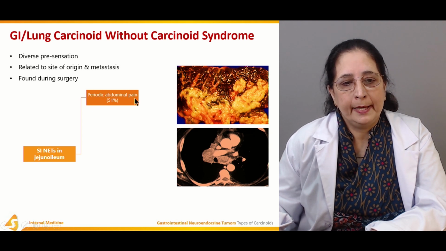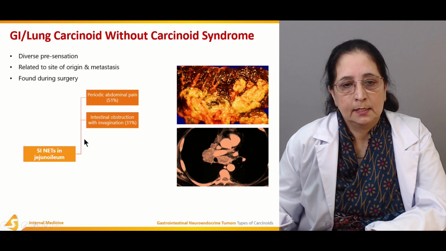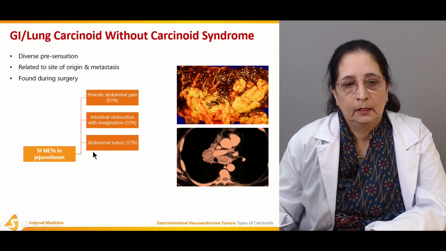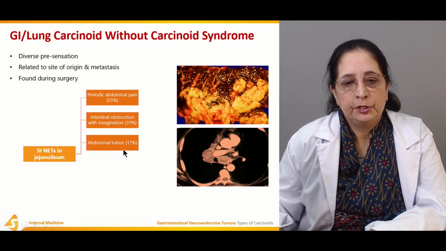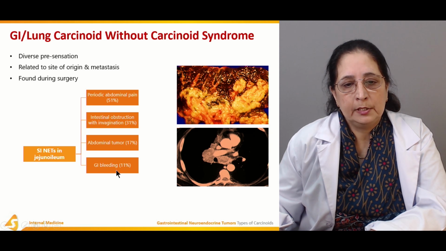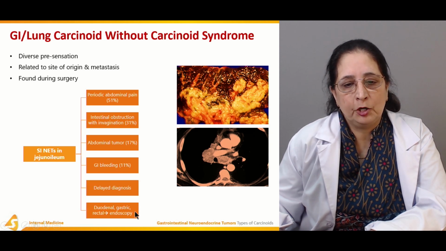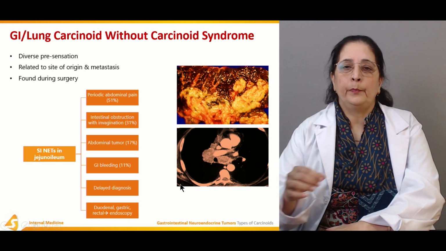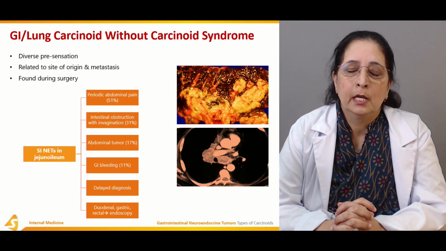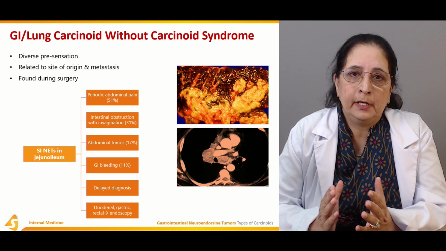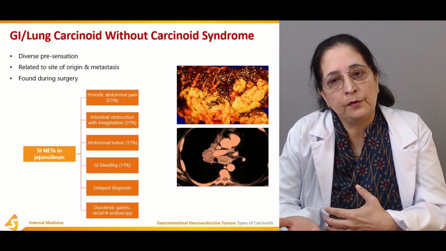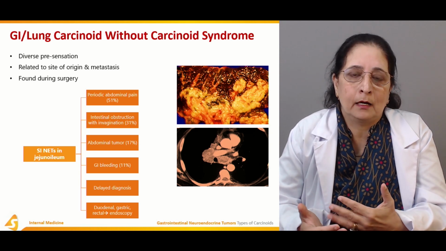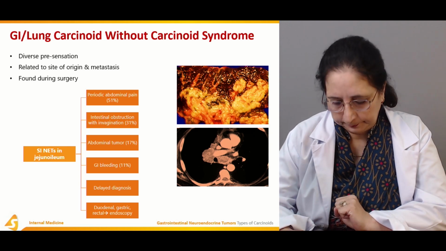Periodic abdominal pain, 51%. Intestinal obstruction in 31%. Abdominal tumor, gastrointestinal bleeding, delayed diagnosis. For duodenal, gastric, and rectal tumors, endoscopy is used for the diagnosis. If symptoms are not produced, if they are not associated with the features of carcinoid syndrome, the diagnosis is usually delayed and they are found on surgery.